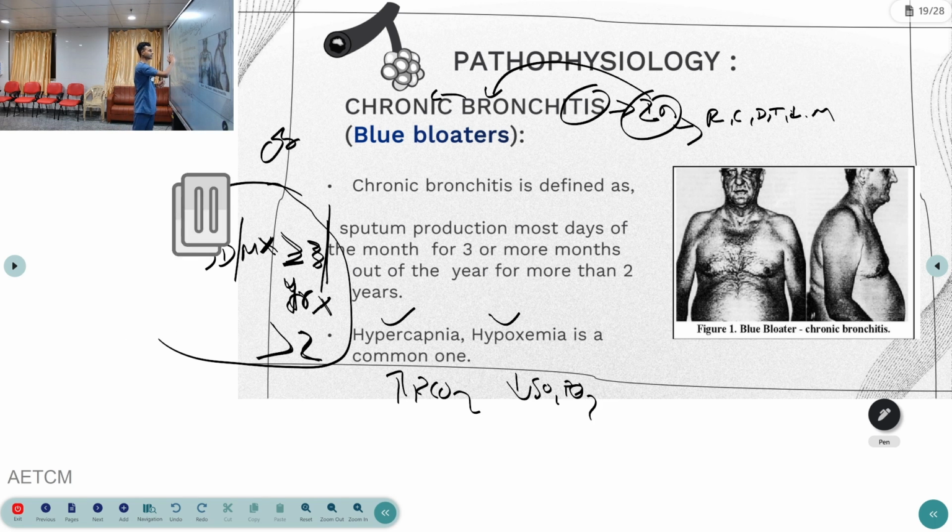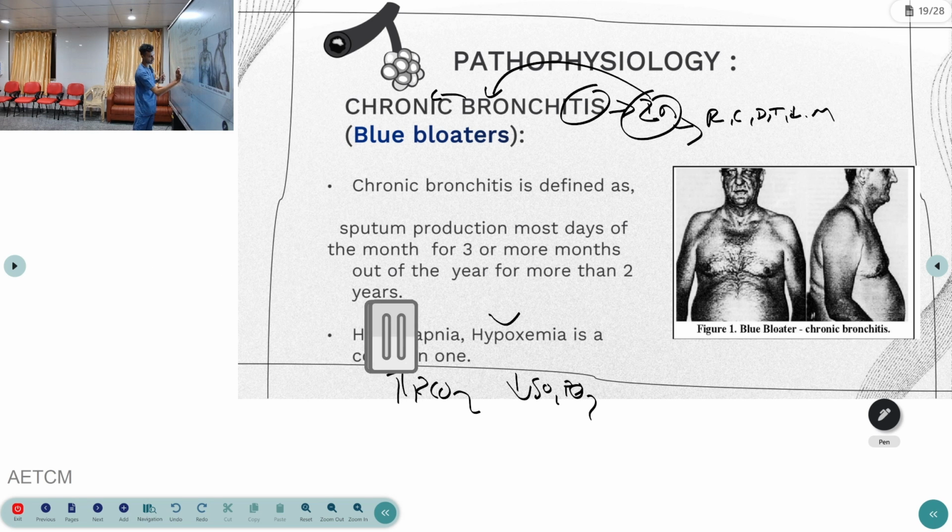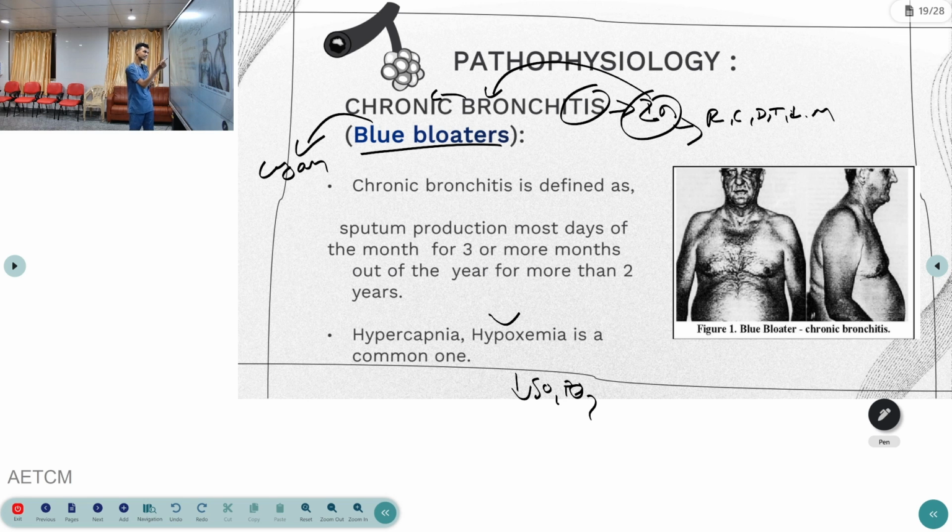The other important thing is that chronic bronchitis is also called a blue bloater. What is meant by blue bloater? Blue indicates discoloration of the skin. Blue means cyanosis. Again the other important questions: why and when? When will cyanosis occur, and why is cyanosis occurring? What is the cause of the cyanosis?